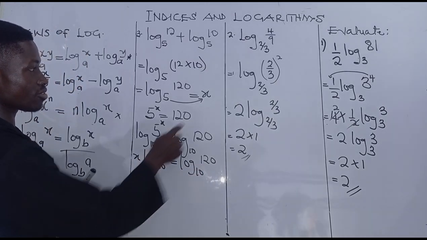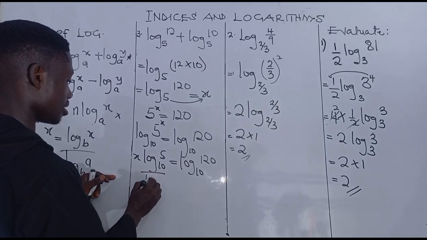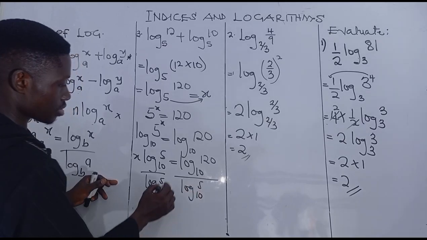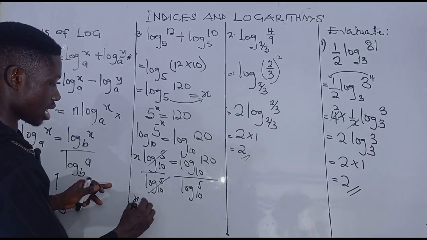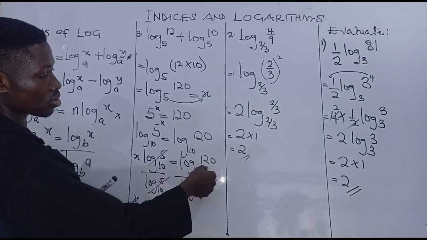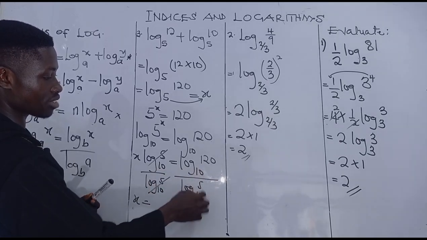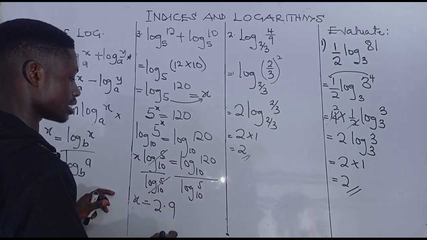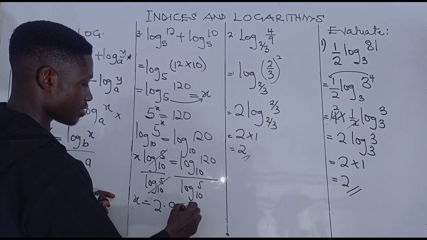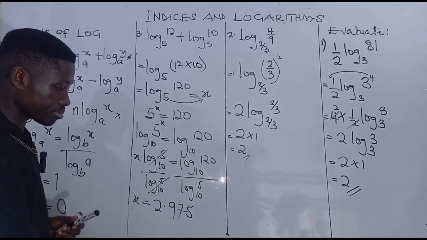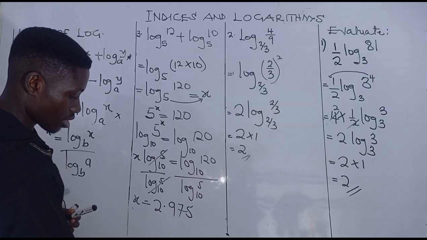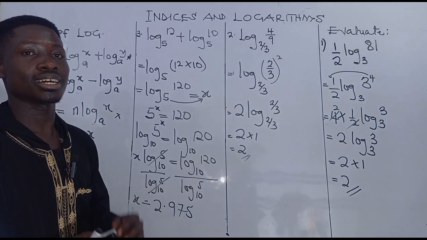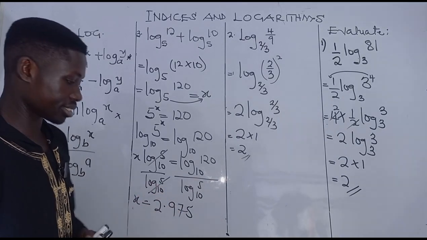We want to find the value for x, so let's divide both sides by log of 5 to the base of 10. So this and that will cancel, we are left with x. Now when you punch log of 120 to the base of 10 divided by log of 5 to the base of 10 on your calculator, you have 2.975. So this is the value for this particular logarithm expression. Let's look at another set of questions.